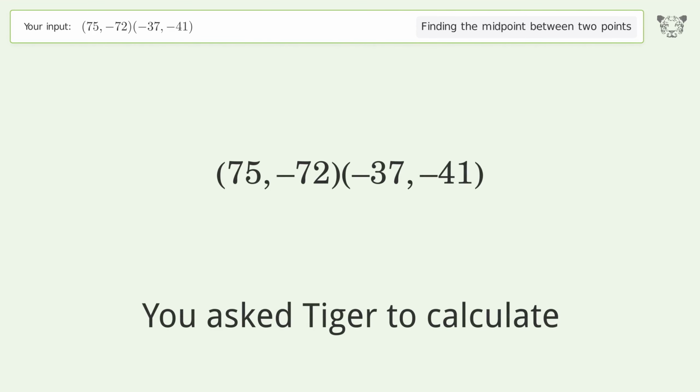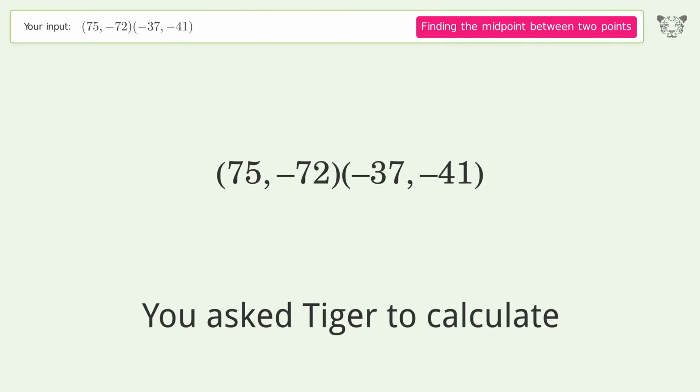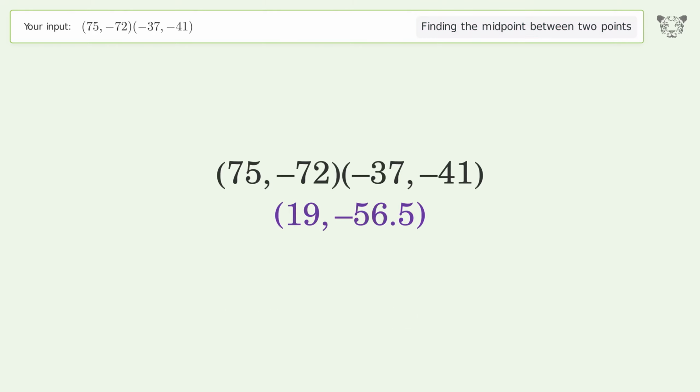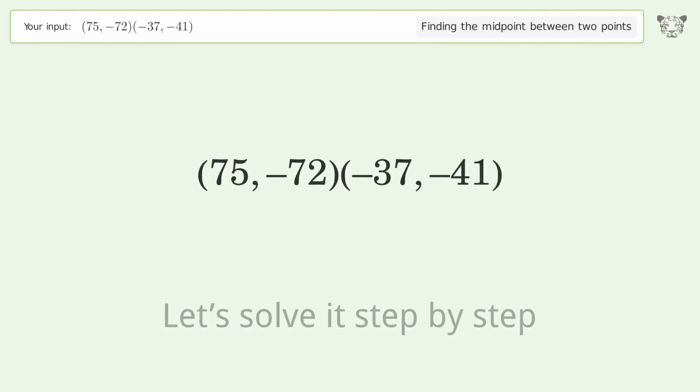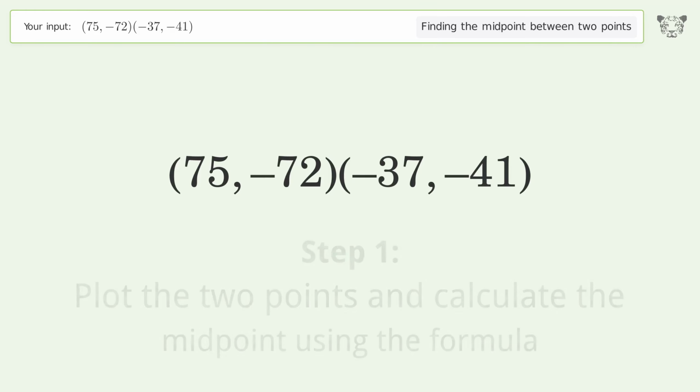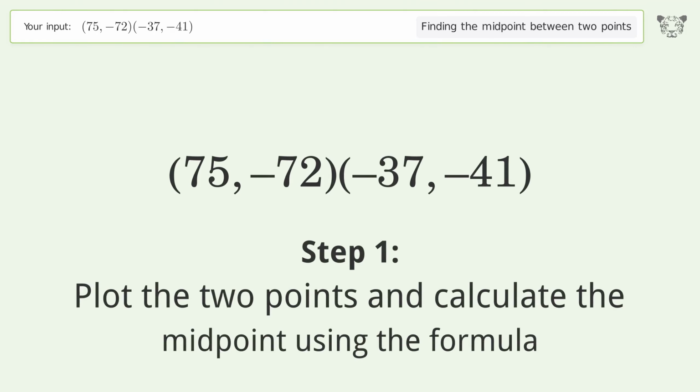You ask Tiger to calculate. This deals with finding the midpoint between 2 points. The midpoint between the 2 points is 19, negative 56.5. Let's solve it step by step. Plot the 2 points and calculate the midpoint using the formula.